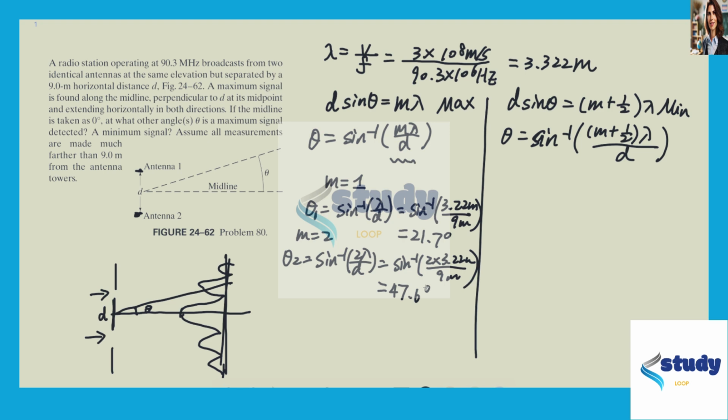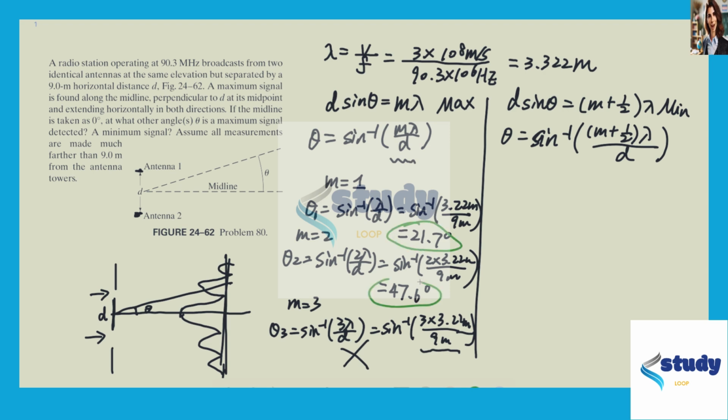Let's find the third one. Theta 3 equals arc sine of 3 lambda over d, which is 3 times 3.22 over 9 meter. But 3 times 3.22 is larger than 9 because 3 times 3 is 9, so this value exceeds 1. When we do arc sine, we will not get any solution. So this is impossible. We will only observe two maxima, one at 21.7 degree and one at 47.6 degree.